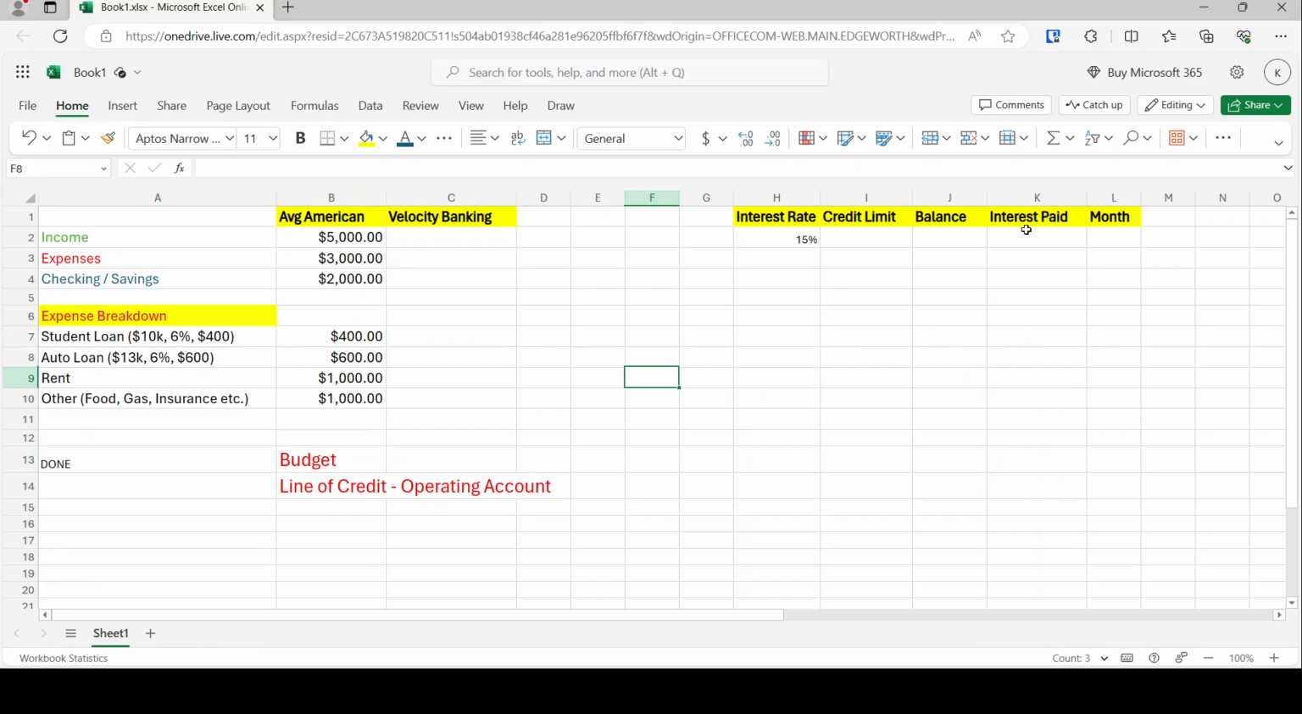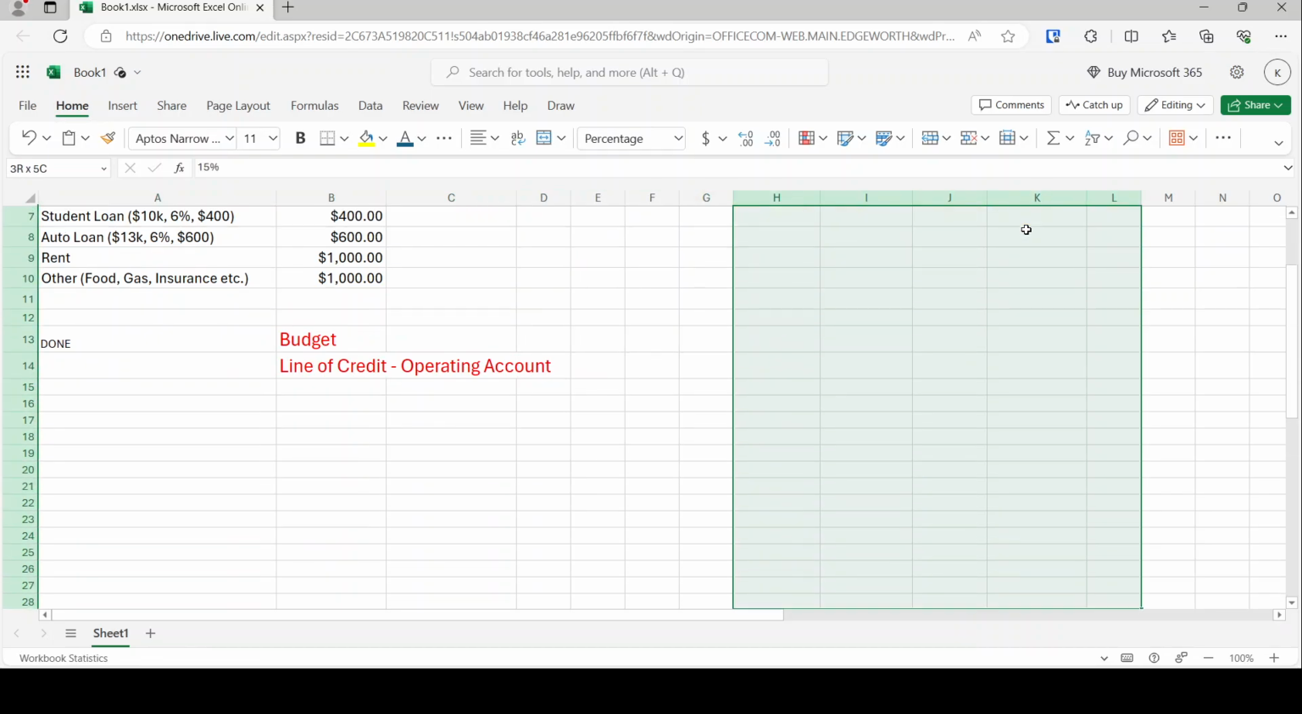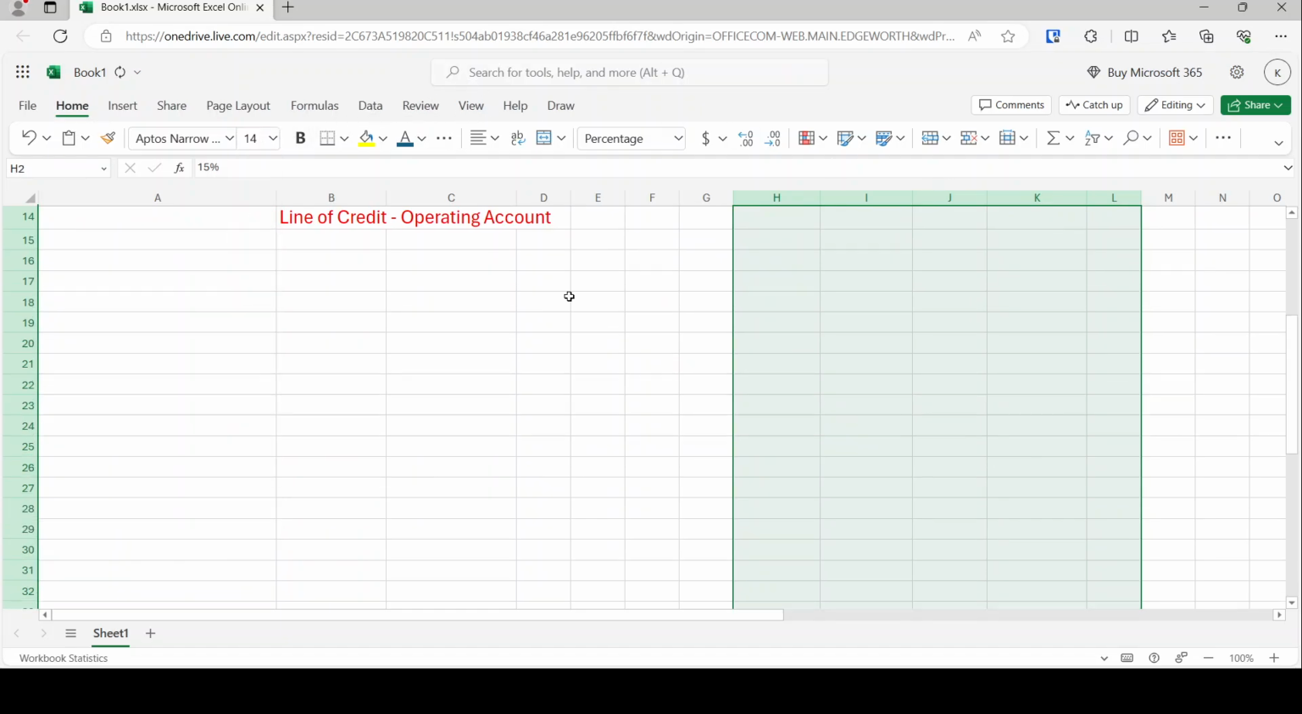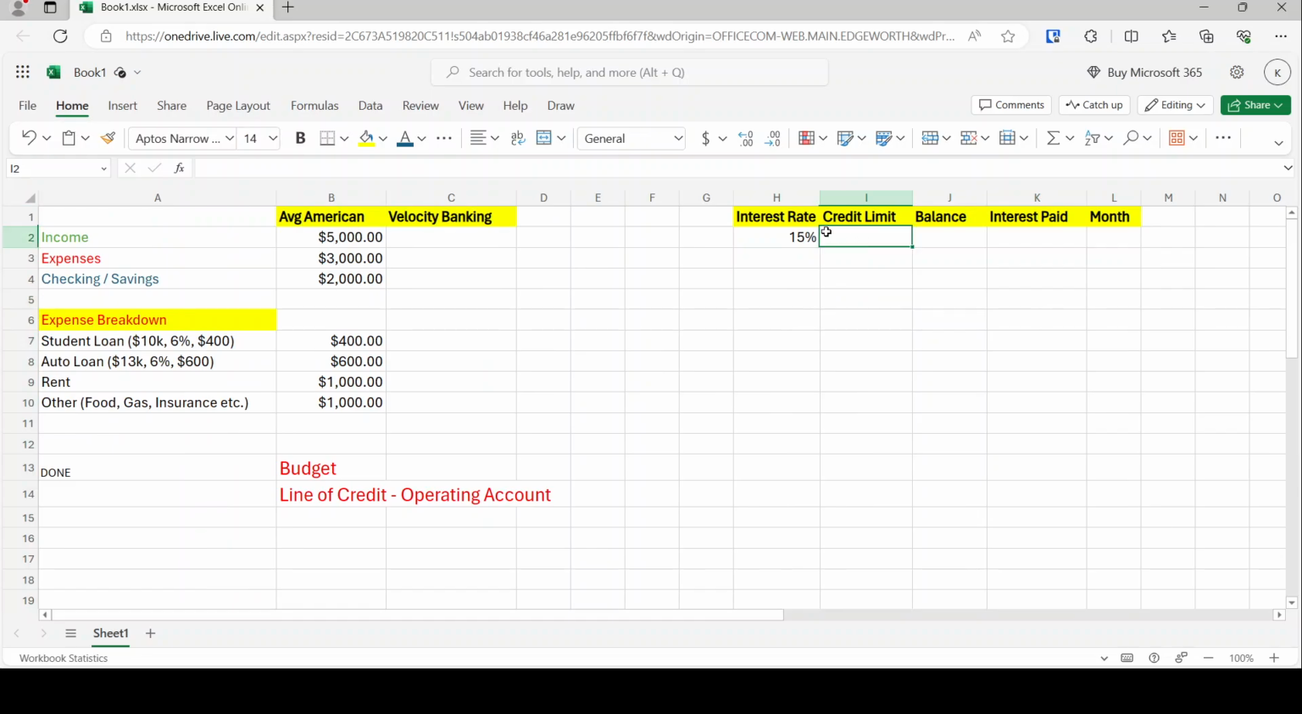Okay. So 15% personal line of credit, and let me make the font better too. Font 14. Okay. And let's say we have a credit limit. Again, the credit limit can vary. My personal line of credit has a credit limit of $15,000, and my home equity line of credit has a $50,000 limit. So whatever you can get will just depend on you, right?